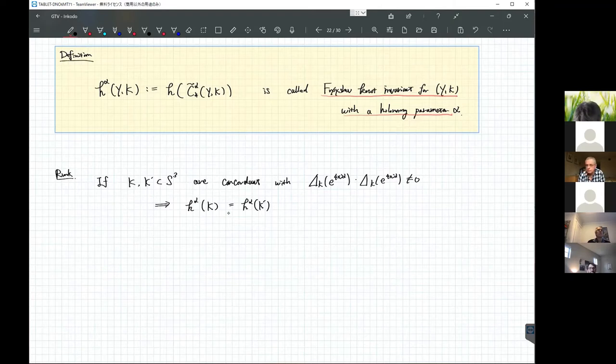And we can define the Floer knot invariant for Y and K parameterized by alpha by this definition. We call this the Floer knot invariant for Y, K with holonomy parameter alpha. And we can show that if K and K prime are concordant with this condition, so alpha avoids the roots of the Alexander polynomial of both knots, then the invariant for each alpha is an invariant of these two knots.